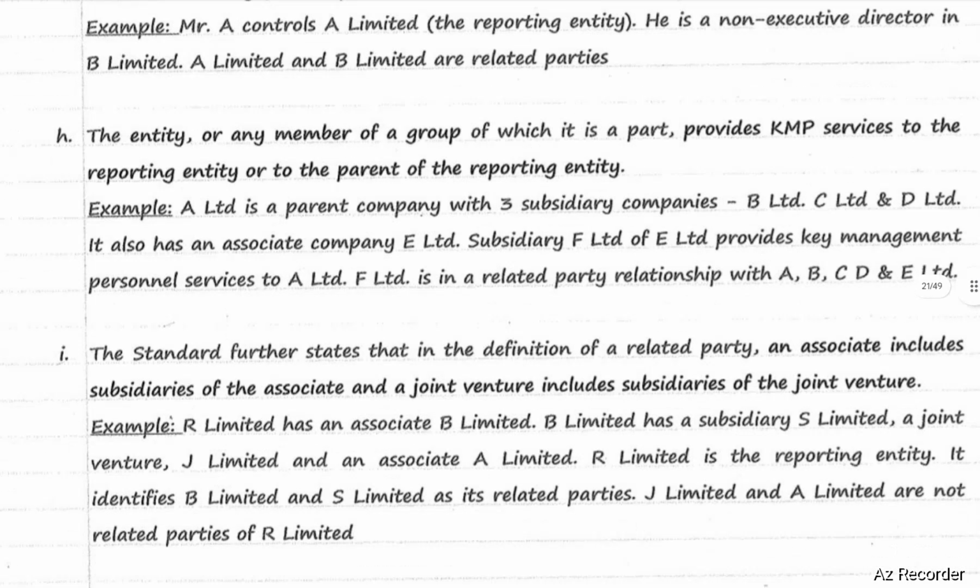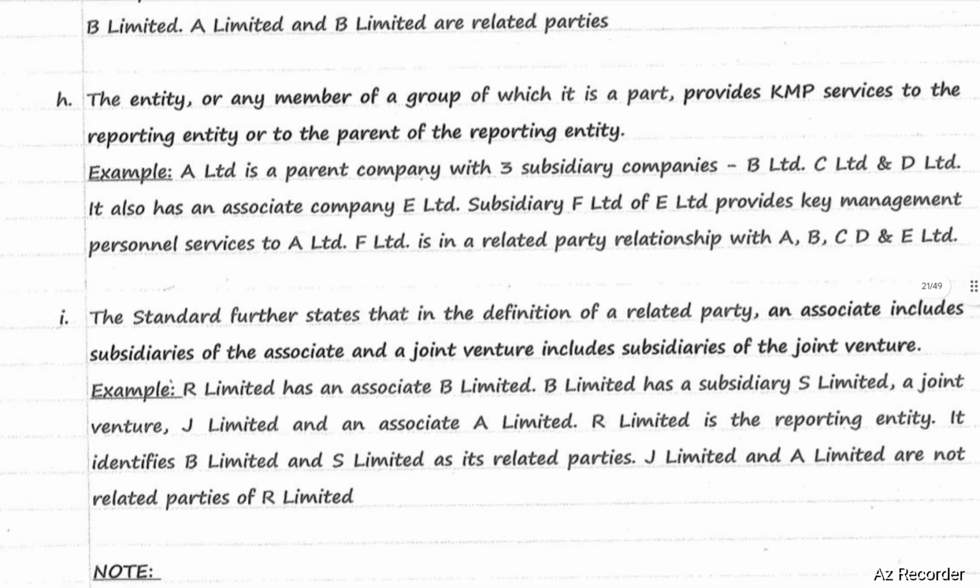Next, the entity or any member of a group of which it is a part provides KMP services to the reporting entity or to the parent of the reporting entity. Example, A Limited is a parent company with three subsidiaries, B Limited, C Limited, D Limited. It also has an associate company, E Limited. Subsidiary of E Limited is F Limited. F Limited provides key management personnel services to A Limited. Here, F Limited is in a related party relationship with A Limited, B Limited, C Limited, D Limited, and E Limited.